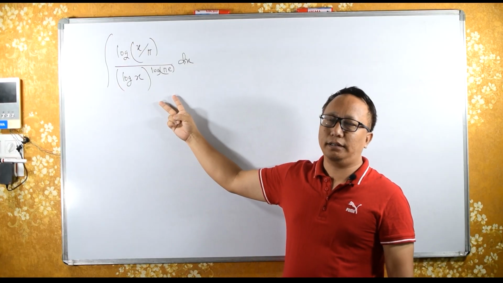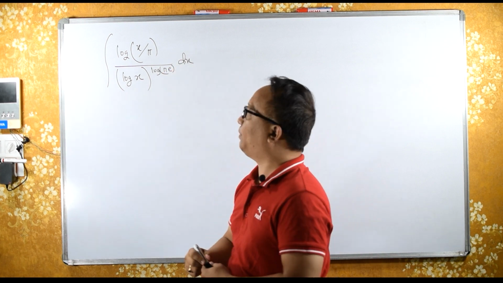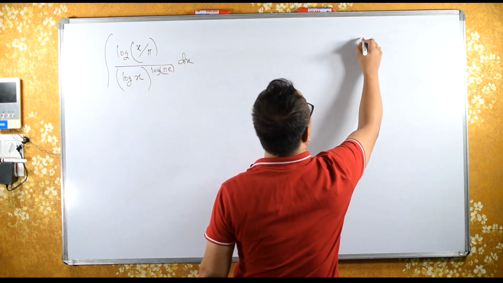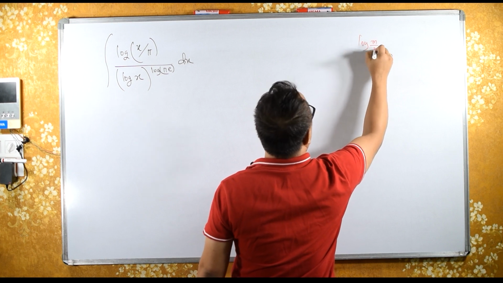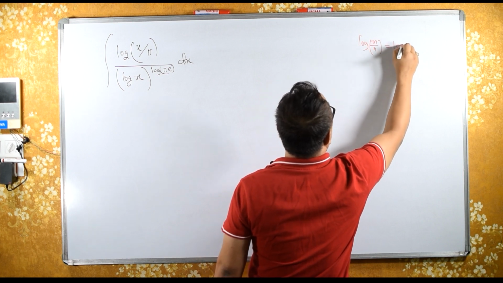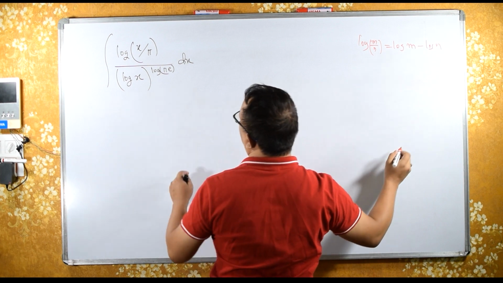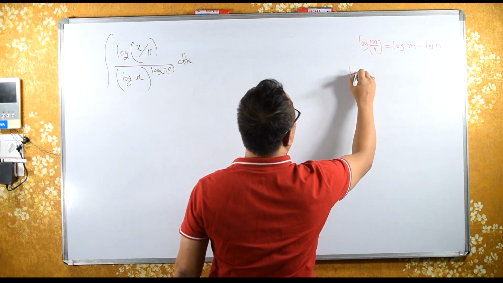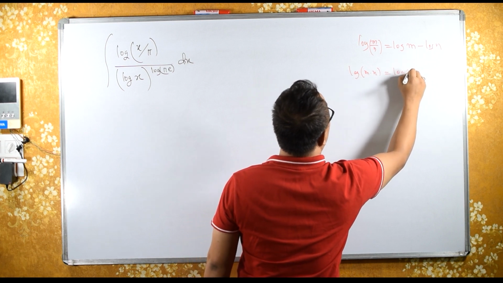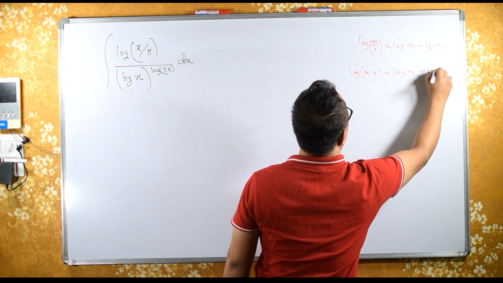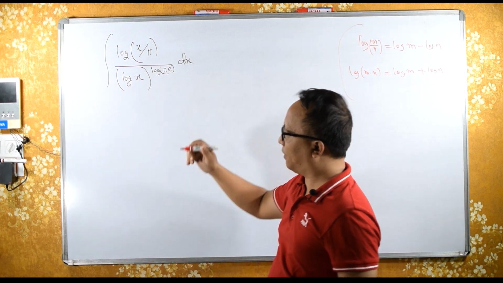In this integration, I will be using properties of log. We know that properties of log mean what? Log of m upon n is the same as log of m minus log of n, as well as log of m into n is the same as log of m plus log of n. So let's use this property over here.